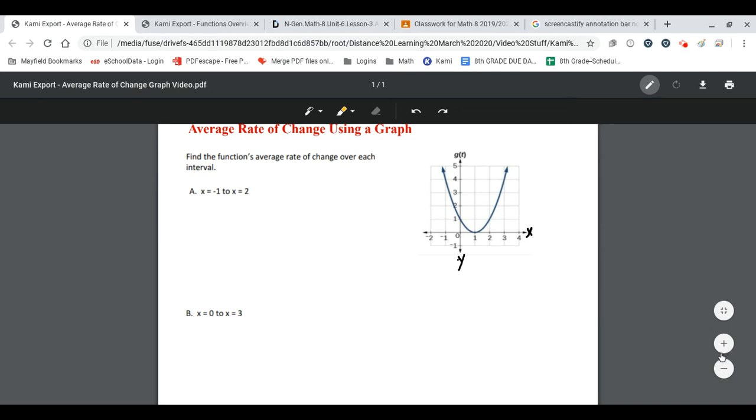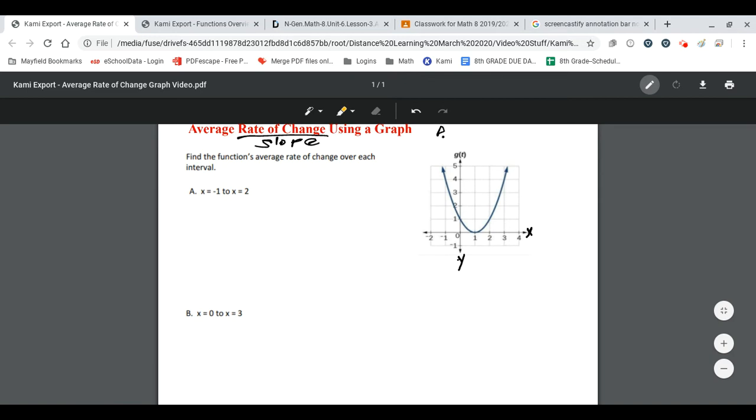Okay, before you start the next problem, I'm going to do one example to show you how to find the rate of change using a graph. One of the things I do want to mention is rate of change is the same as slope. So if you know the slope formula, you can find rate of change using that formula. And I'm going to write it over here.